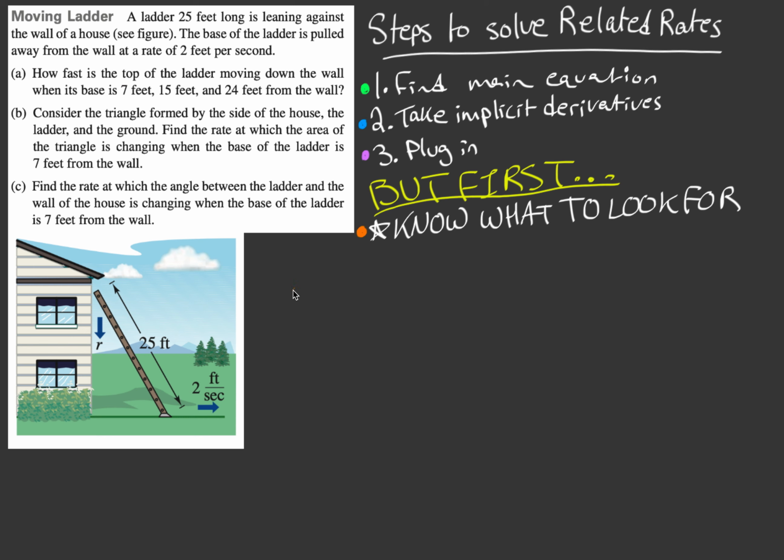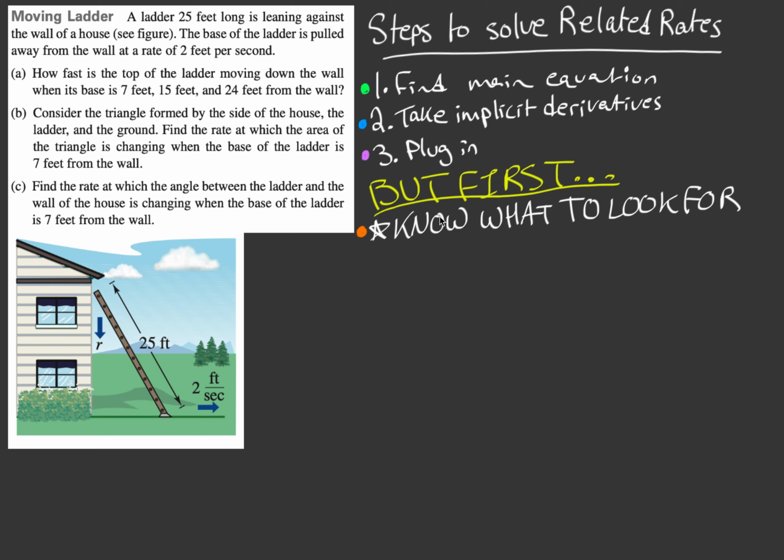So we're going to do a related rates video. We're going to figure out how to tackle these related rates problems. I have the steps written out here as to how to solve them. The first thing you ever want to do is find the main equation. Then you want to take the implicit derivatives and then plug in. But like I said right here, first you have to know what to look for.